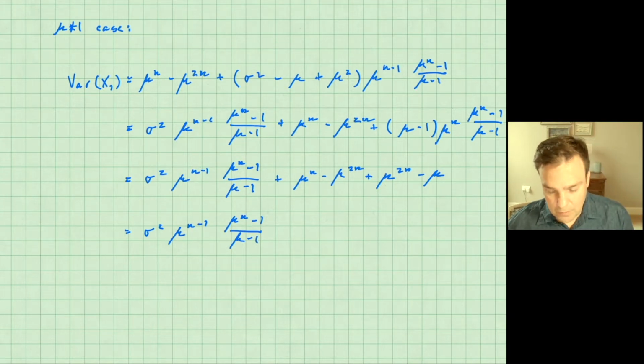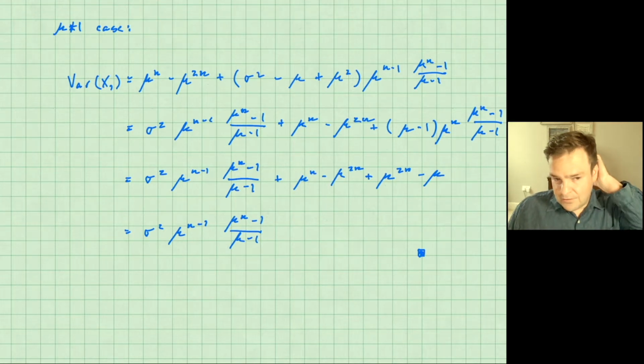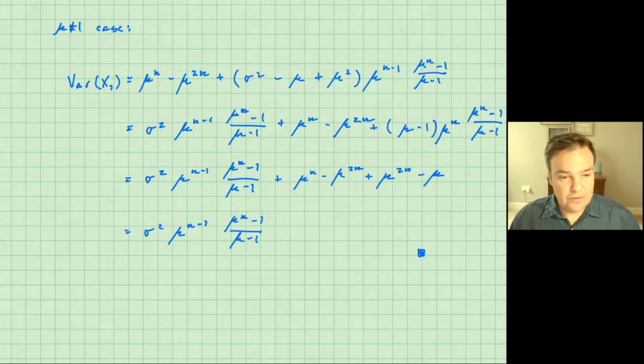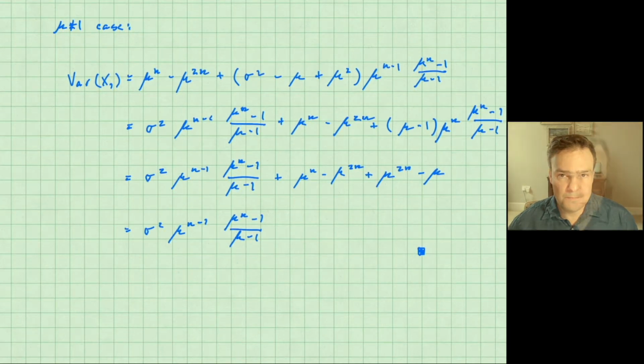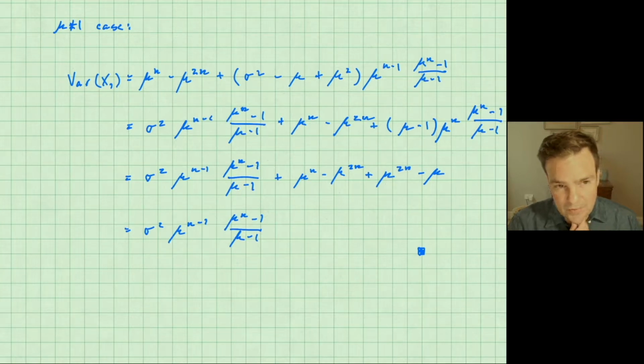That we were going for. And that completes the proof that we started in the last lecture. So we now have general expressions for the expected value of the population size and its variance at an arbitrary time step n.